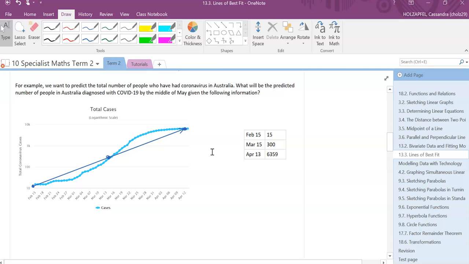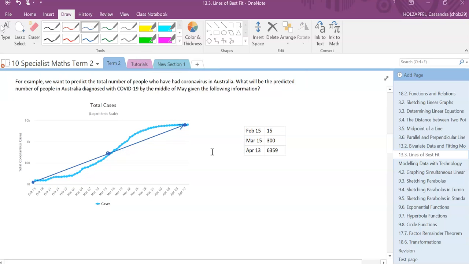Okay, so here's an example. We want to predict the total number of people who have had coronavirus in Australia. So what will be the predicted number of people in Australia diagnosed with COVID-19 by the middle of May, given the following information? So I've got some data here just to show you. This is a logarithmic scale, first of all. The difference between a logarithmic scale and a regular scale is that rather than adding the same amount each time, so rather than adding 10, so you have 10, 20, 30, 40, 50, we're actually multiplying by 10 each time. So it's going up 10, 100, 1,000, and then 10,000. So this is linear when it's on a logarithmic scale. So just be aware of that.